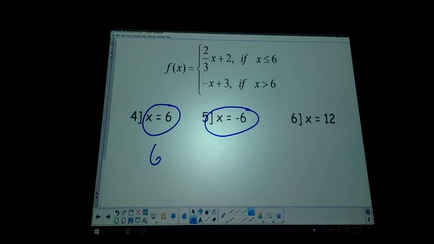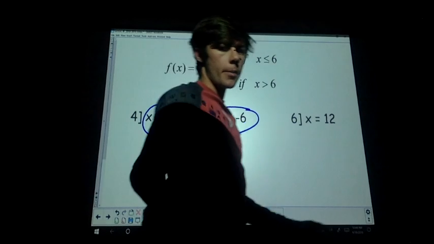Top, because x, negative 6, is less than. So I plug it into the top one. Plug negative 6 in. 2/3 of negative 6 is negative 4. Negative 4 plus 2 is negative 2. But it's negative x, so wouldn't it be negative x? Two negatives make a positive.